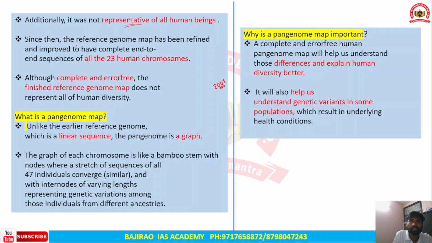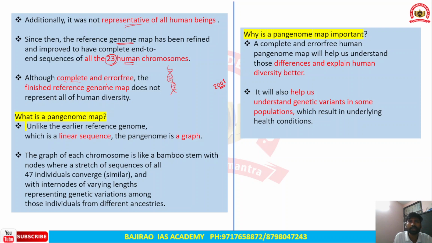Since then, the reference genome map has been refined and improved to have complete end-to-end sequences of all 23 human chromosomes. Over a period of time, the reference genome, which had several gaps and errors, has been refined and improved. Human chromosomes consist of the genetic material. The DNA is part of the chromosomes.